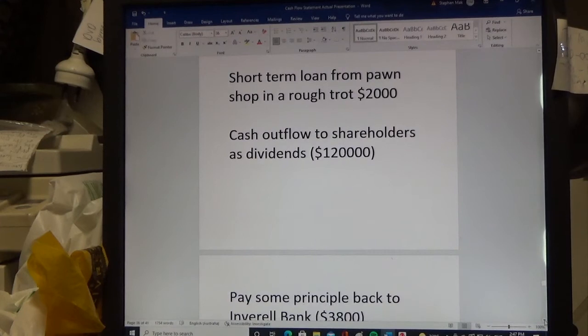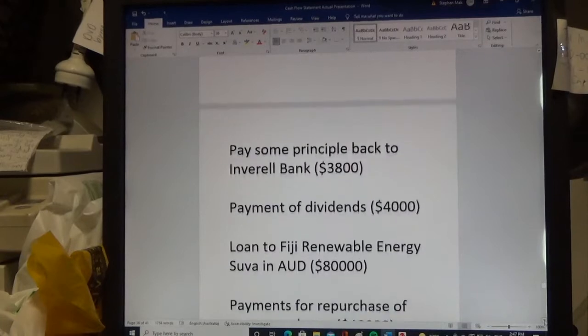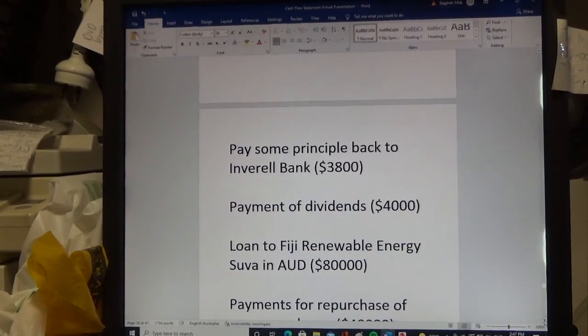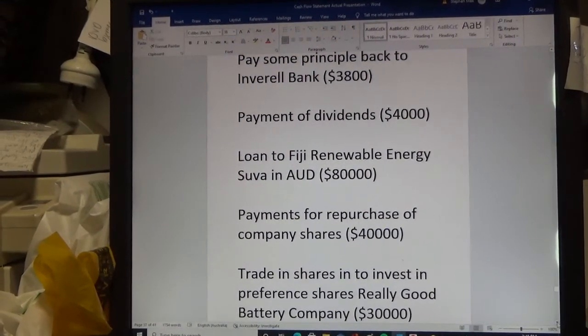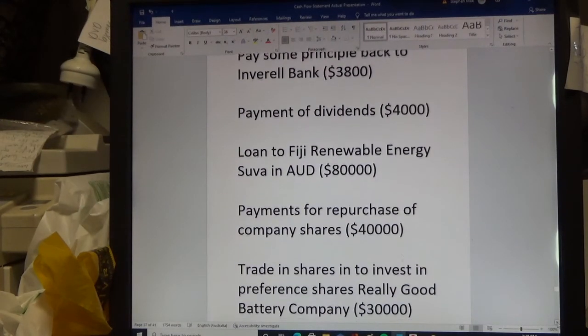Now your payments. Paying your shareholders dividends, outgoing cash. Paying back some principal back to a bank. Negative cash flow. Payment of dividends we mentioned. A loan to Fiji Renewable Energy and Suva, also a negative cash flow, but it will be positive in the long run because eventually Fiji Renewable Energy will have to pay back both the principal and interest on the loan.